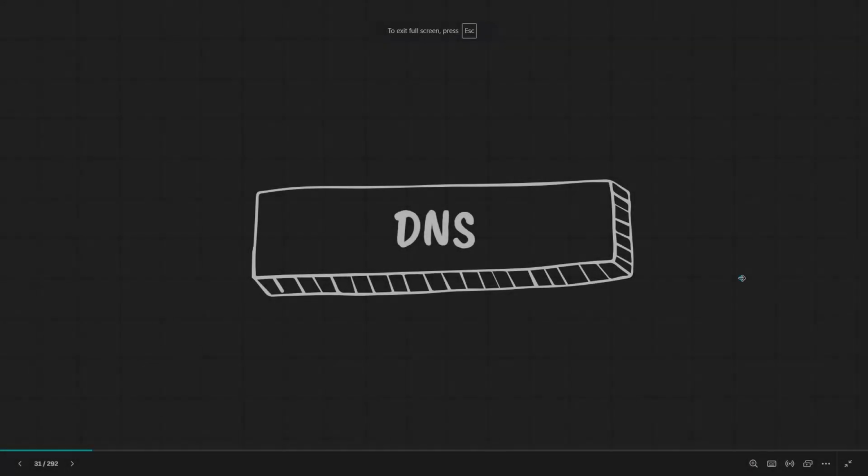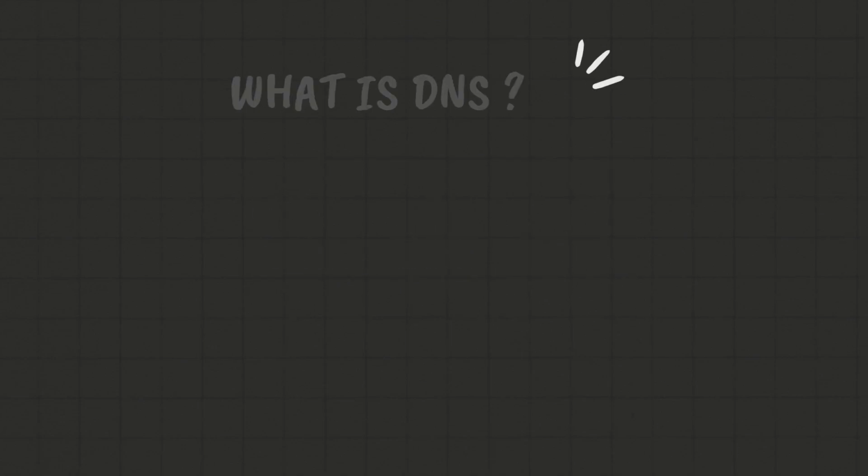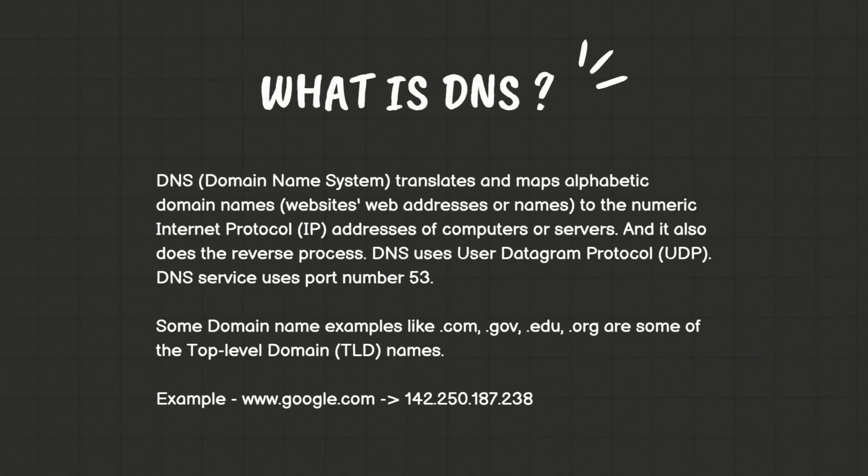Okay, now we will learn about DNS or domain name system, which is one of the most important protocols supporting the internet. What is DNS? DNS translates and maps alphabetic domain names like websites, web addresses, or names to the numeric IP address of computers or servers, and it is also capable of performing the reverse process. It uses User Datagram Protocol or UDP, and its service uses port number 53 to operate.